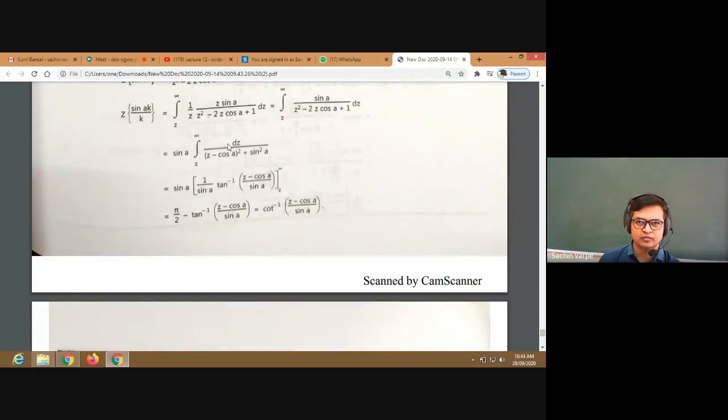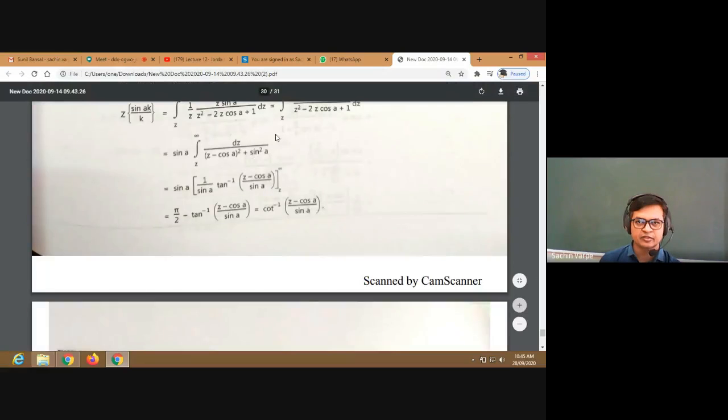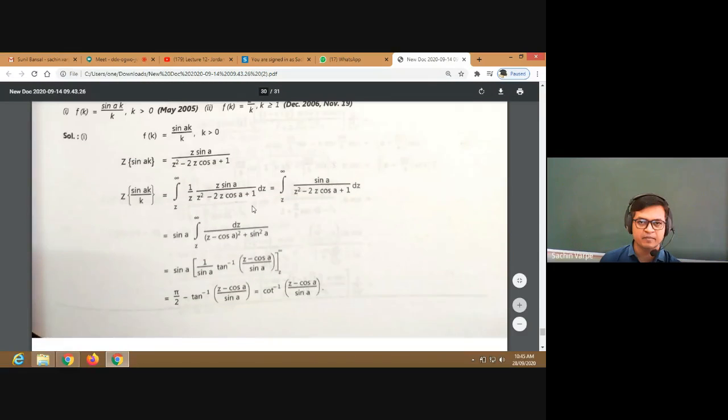Okay, so we have got here the 1 upon x square plus a square kind of integrand by using the perfect square method. And we know the formula of this integration of 1 upon x square plus a square will be 1 upon a tan inverse x upon a. All right, 1 upon a. What is a? A is sine a. So sine a, sine a will get cancelled, and tan inverse of x upon a from z to infinity.